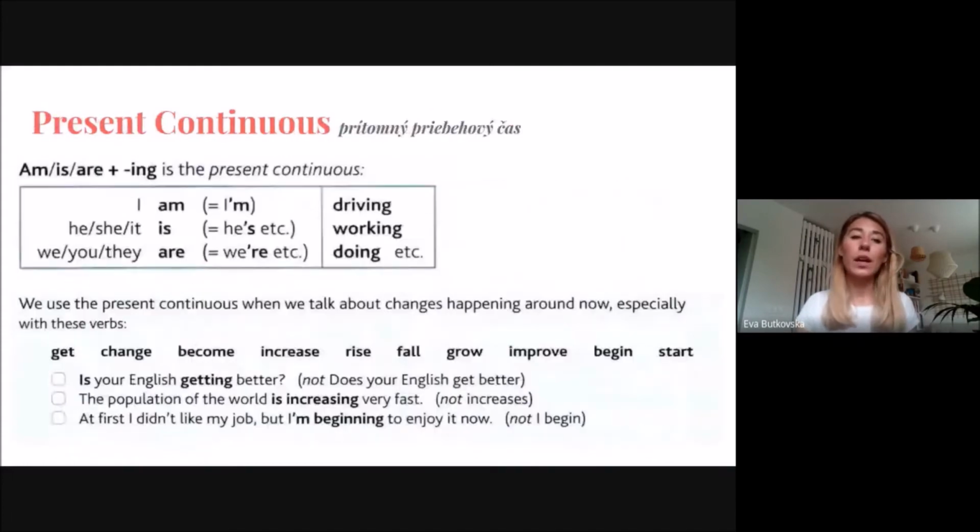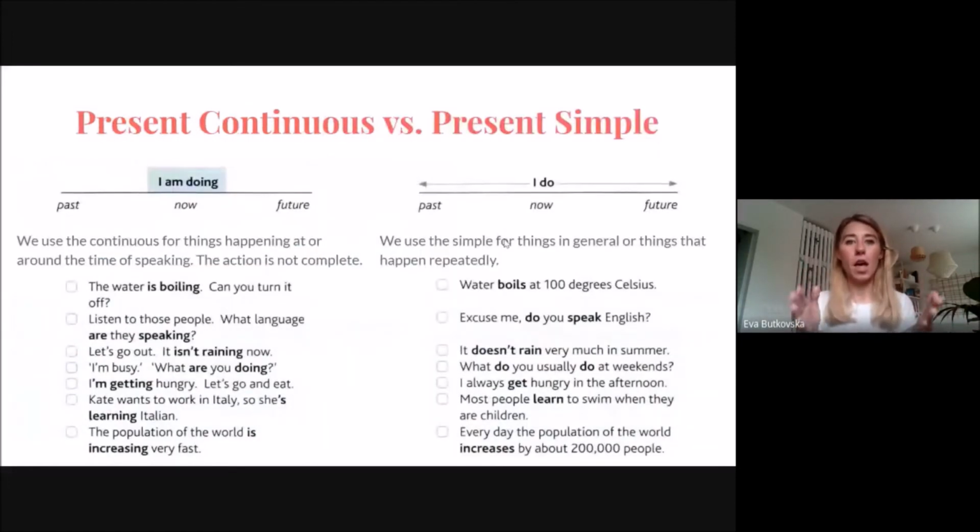Please, if you have any question according to present continuous, now is the time. Okay, if not, let's move on and see the difference right away. So present continuous and present simple.